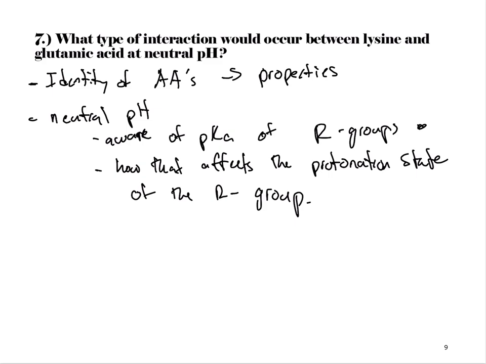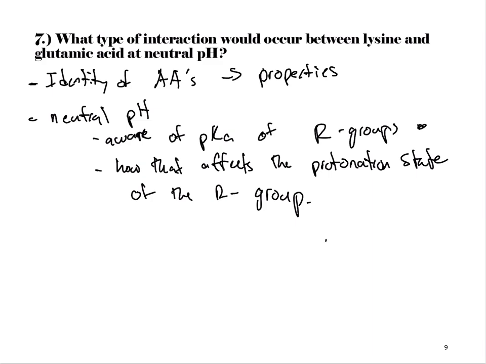All right, so for this one, the identities of the amino acids, we have lysine and glutamic acid. Just based off the names, which one do you think is going to have a low pKa R group and which will have a high pKa R group? Glutamic acid is probably going to have a low pKa, right? It's probably going to be easy for it to get rid of its proton, right?